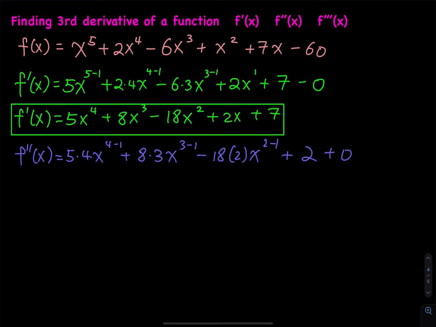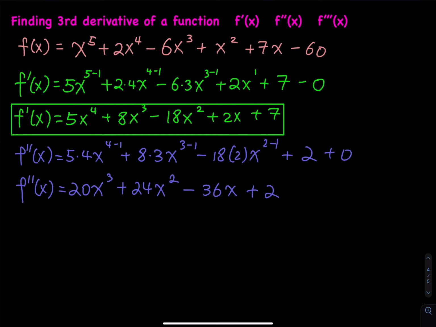Clean up the coefficients, so f double prime of x is equal to 20x raised to the third, and then plus 24, why do I say 18? 24 x to the second, and then minus 36 x to the first, and then plus 2. So this is the second derivative.